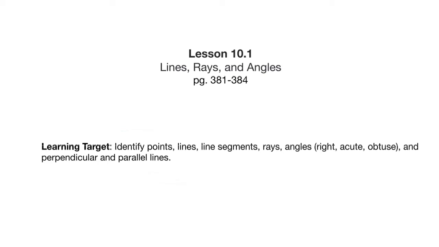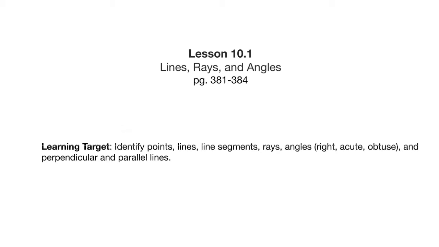Today we're going to be looking at lesson 10.1, which is titled Lines, Rays, and Angles. It starts in your big Go Math book on page 381, and it runs through page 384. Typically in the classroom, before we start a new skill, we unpack the problem in our math journal, and we talk about some of the key vocabulary terms.